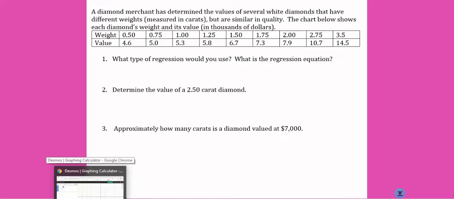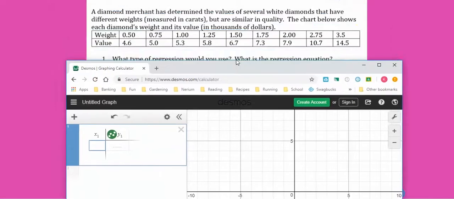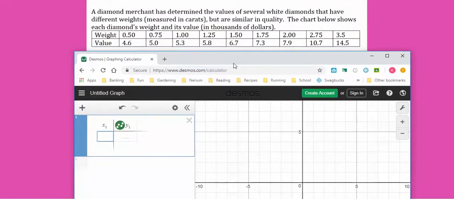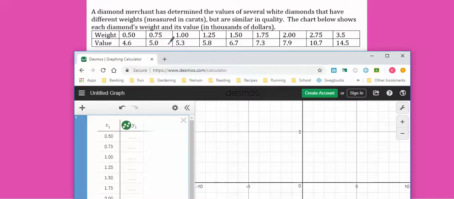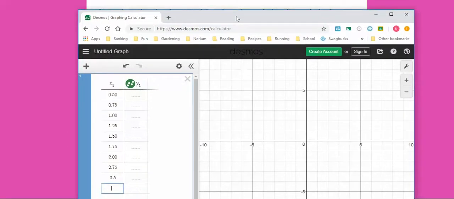So let's go back to Desmos. I'll make this a little bit smaller so I can see my chart at the same time. In X1, I'm going to put all the weight values: 0.50, 0.75, 1.0, 1.25, 1.5, 1.75, 2.0, 2.75, and 3.5. So see, they're all there.